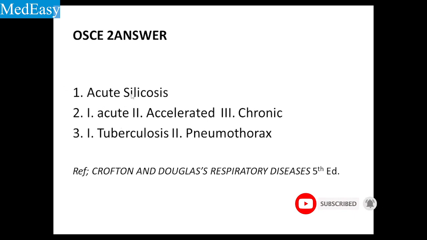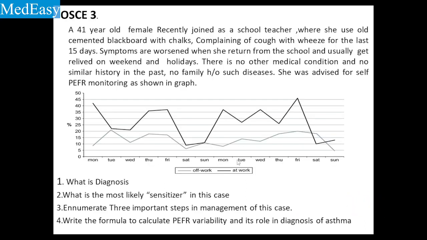And what are the types of silicosis? One is acute, second is accelerated, and third is chronic. And the complications he can develop are tuberculosis and pneumothorax. So in this way we have to be very specific about answers.